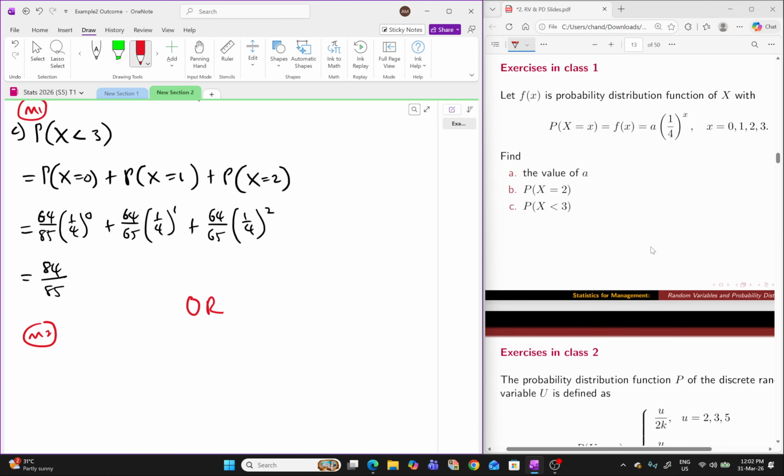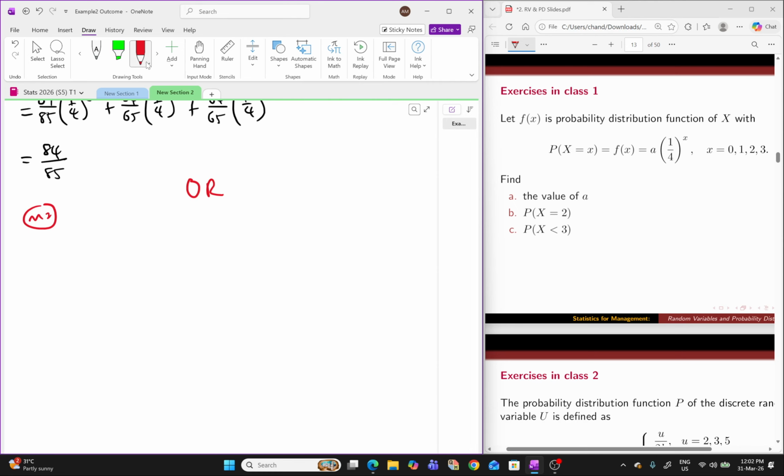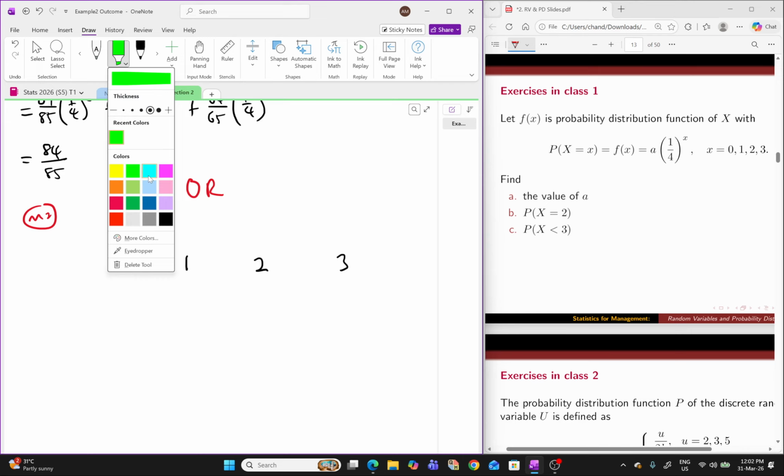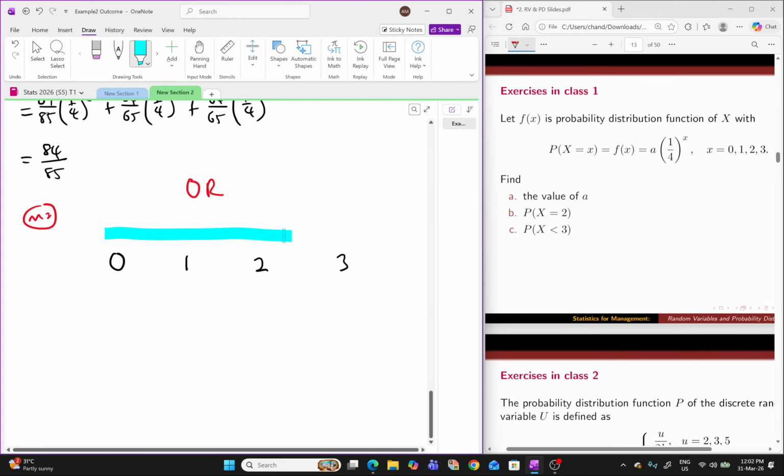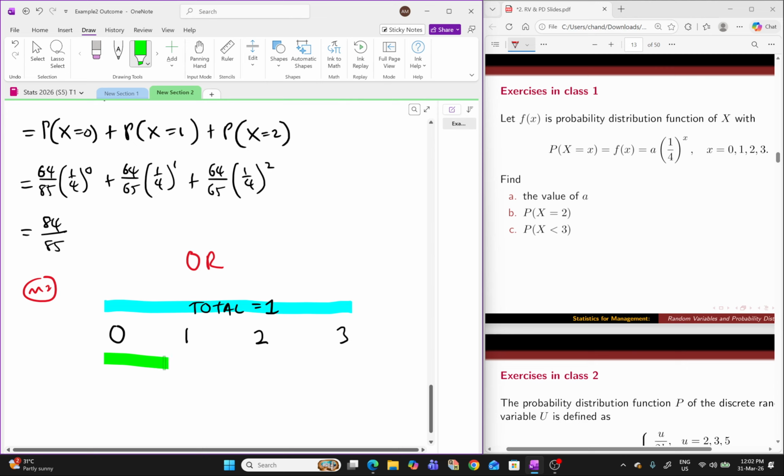Now method 2, I told you yesterday in the class, if you plus 0, 1, 2, 3, the total is, again I remind you guys, total should be 1. What is the thing you have to calculate? That is 0, 1, 2. This is the answer you want.